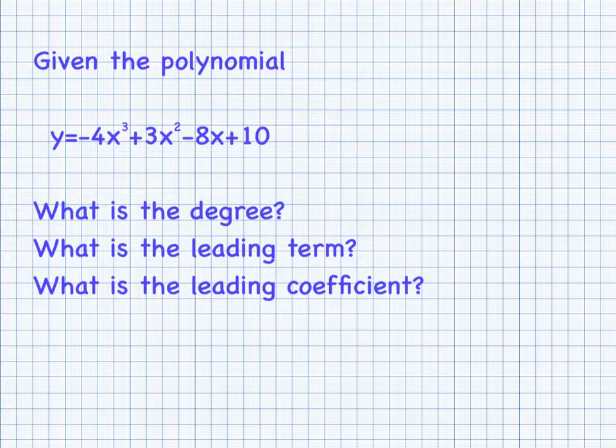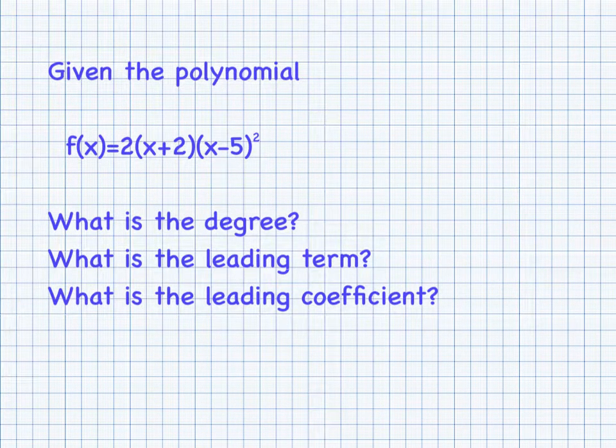All right, so given the polynomial negative 4x to the third plus 3x squared minus 8x plus 10, the degree is 3. The leading term is negative 4x to the third, and the leading coefficient is negative 4. Remember that leading coefficient, that is also known as A.